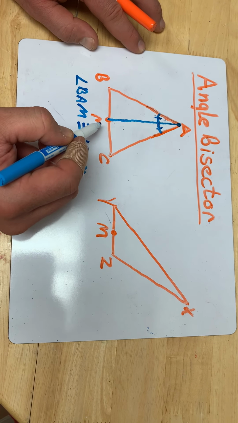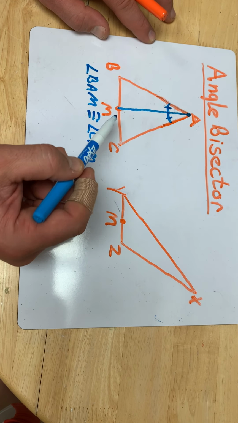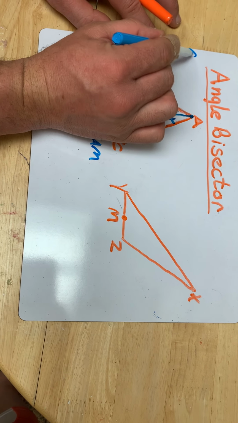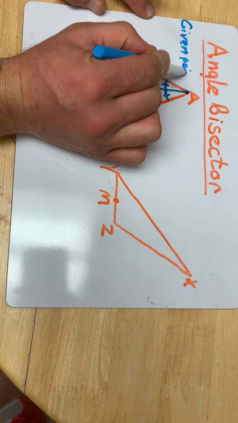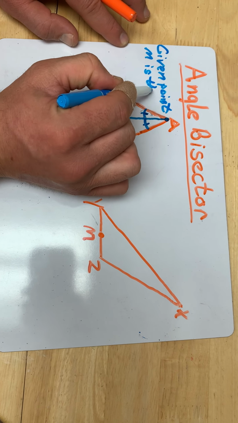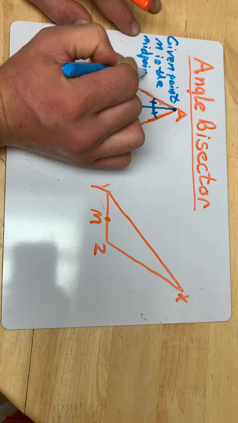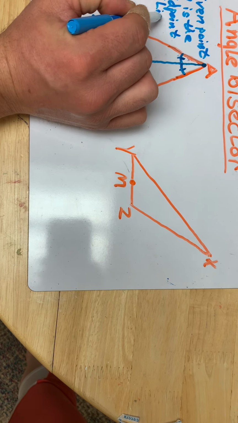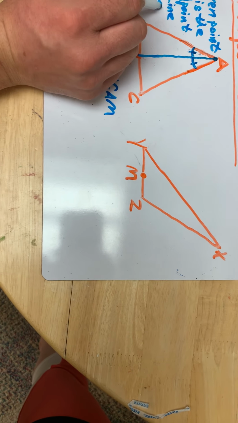And I know it's an angle bisector because I've identified point M here as the midpoint. So really that's a given. Given: point M is the midpoint of line segment or side BC.